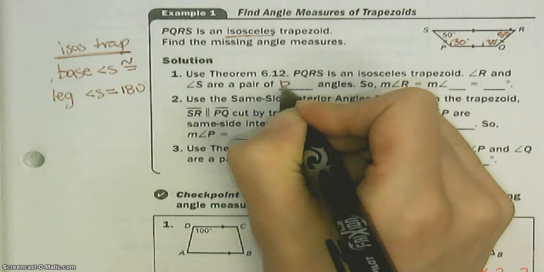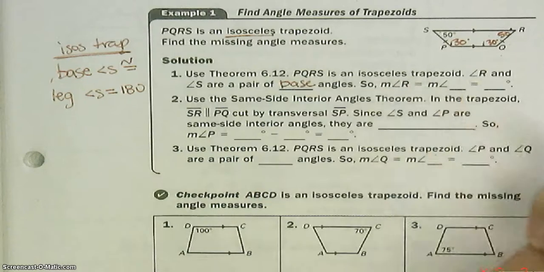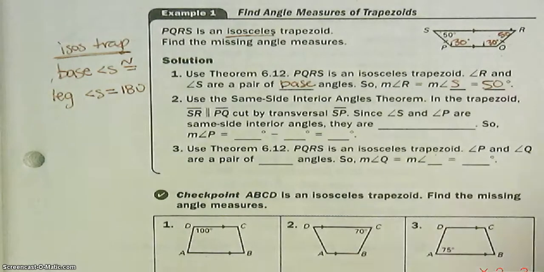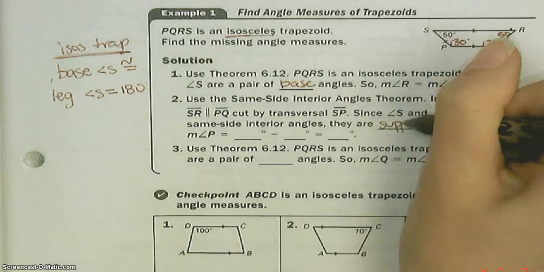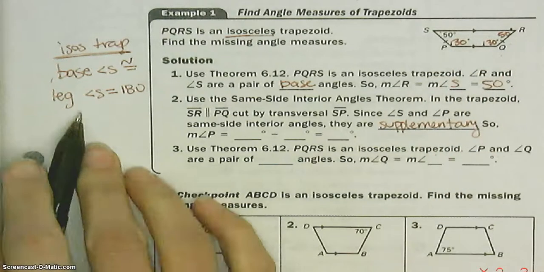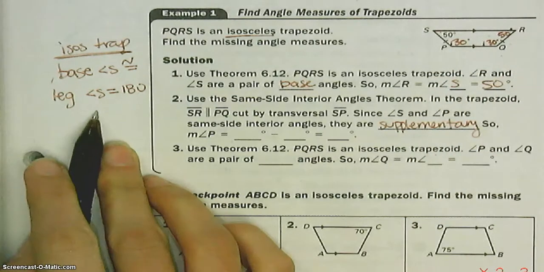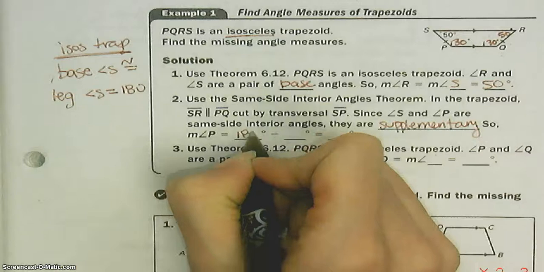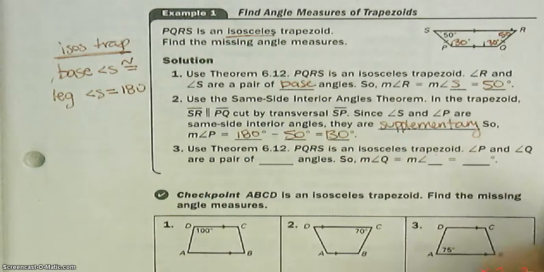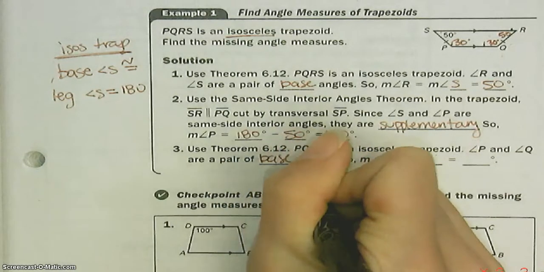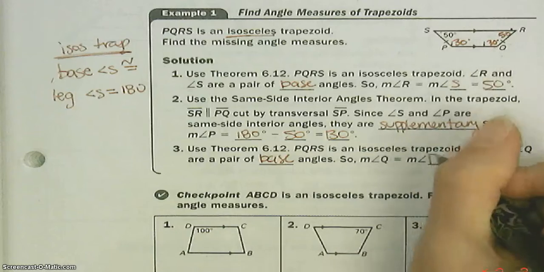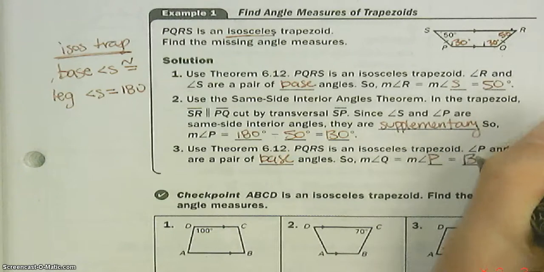We said R and S are base angles, so R is equal to S, so they're both 50. We talked about that the leg angles are supplementary. They have to make 180. We wrote that right here. So P is equal to 180 minus 50. That's how we got 130. And then these two are on the base together. So Q is equal to P, and they're both 130.